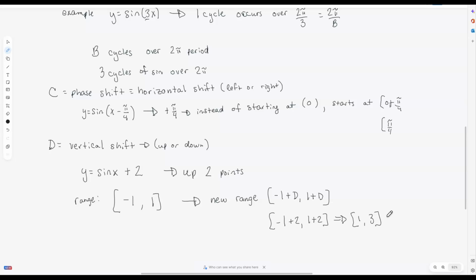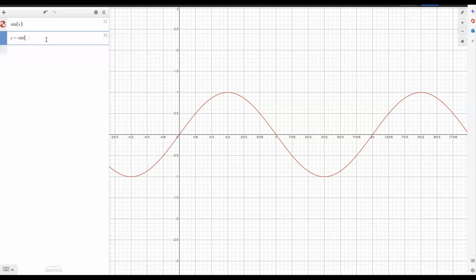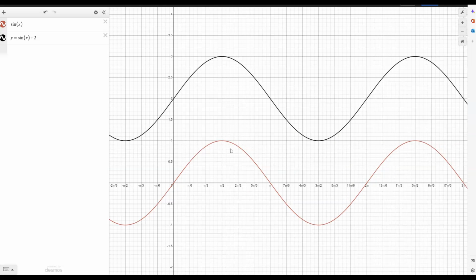So let's go look at what that looks like on this graphing calculator, right? So we have y equals the sine of x plus 2, right? And so you can see our graph just stayed completely the same, except instead of starting at 0, 0, your graph is starting at 0, 2, right? That's your starting point. You've moved up 2 points from your regular graph.